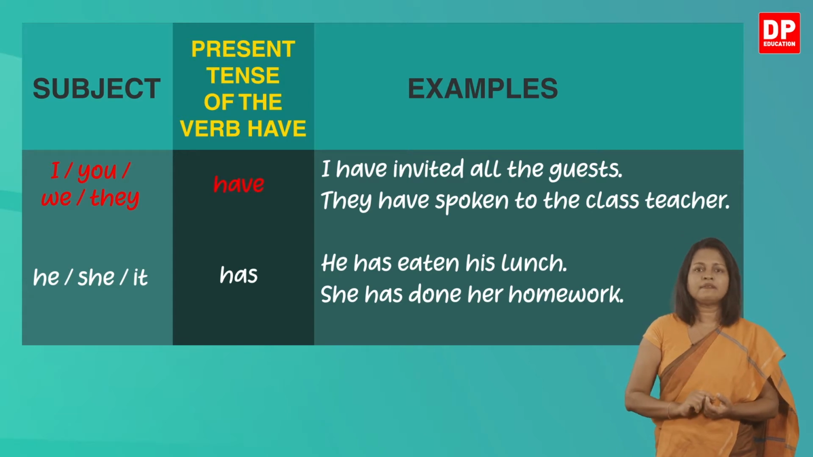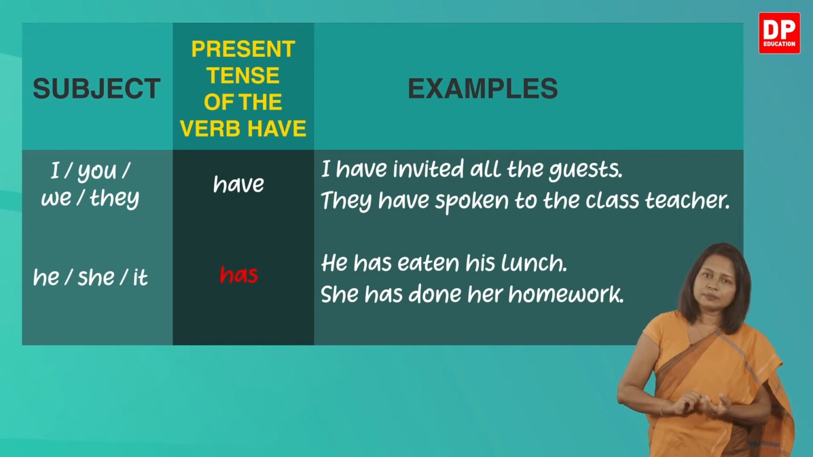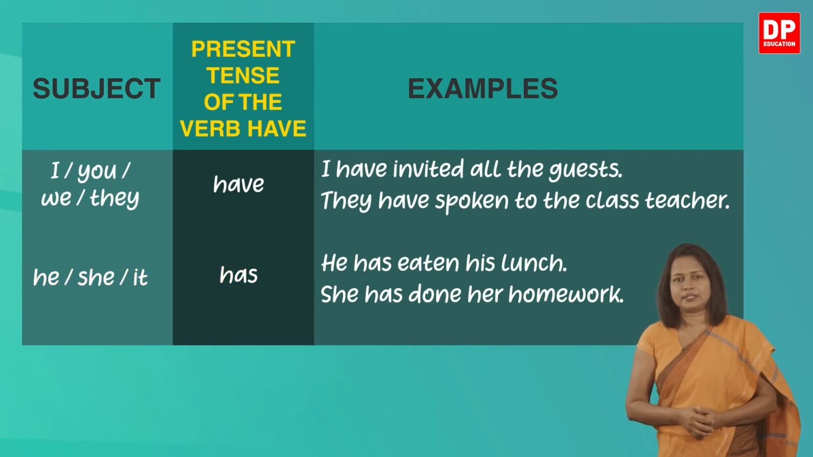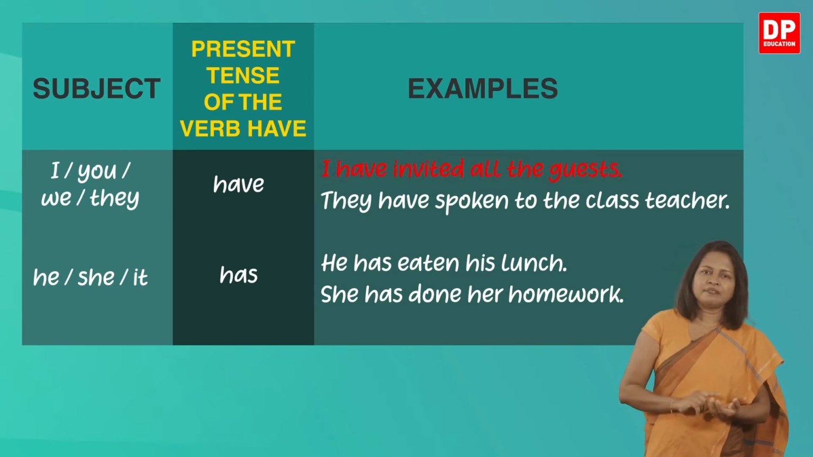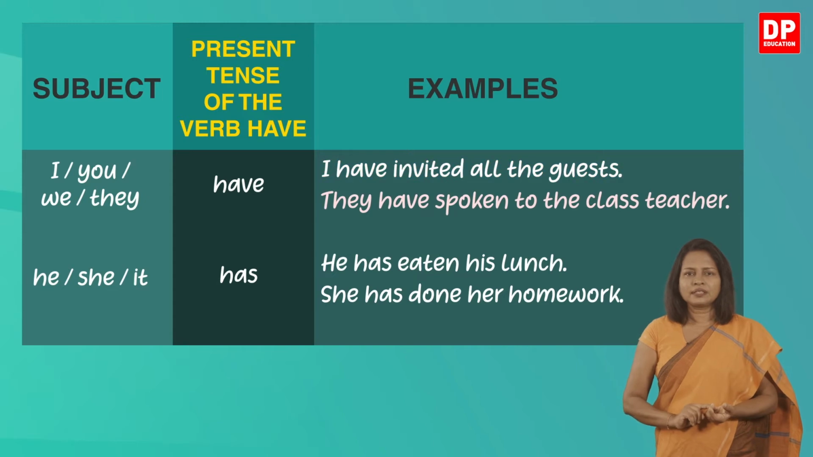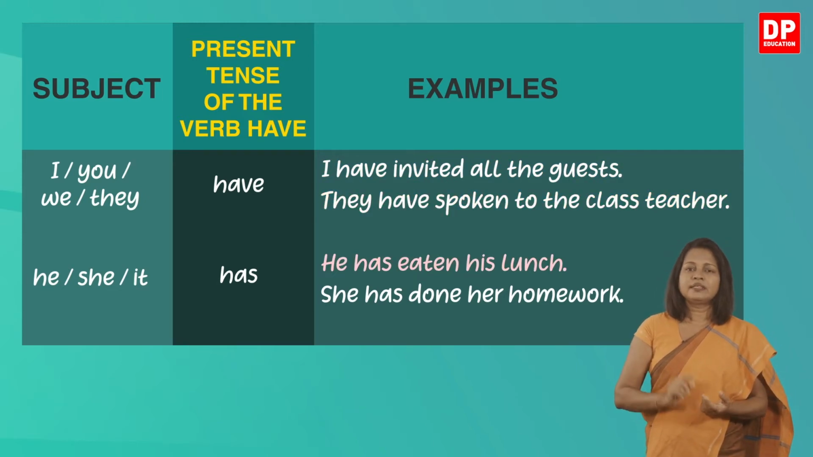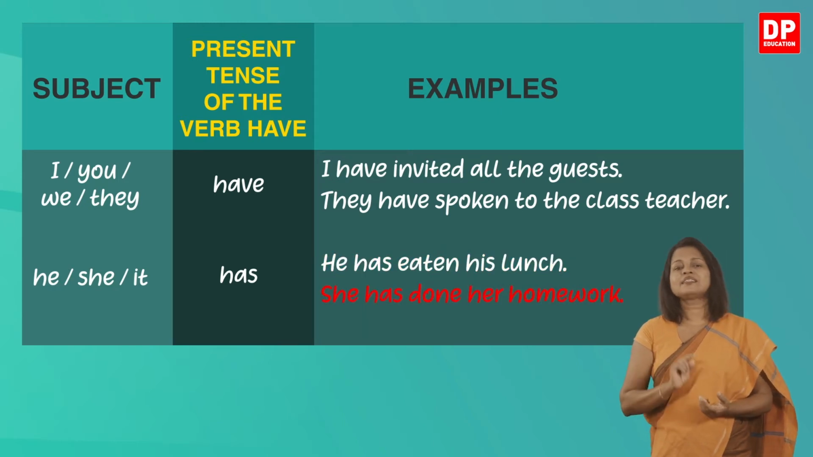The verb have is used, while the verb has is used with the subjects he, she and it in present tense. So you have sentences like I have invited all the guests, they have spoken to the class teacher, and he has eaten his lunch, she has done her homework.